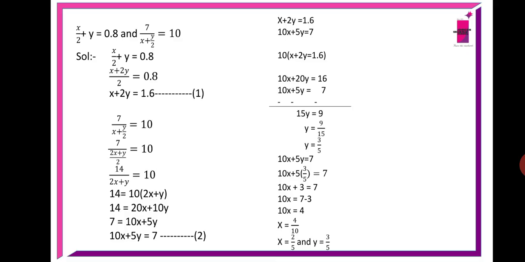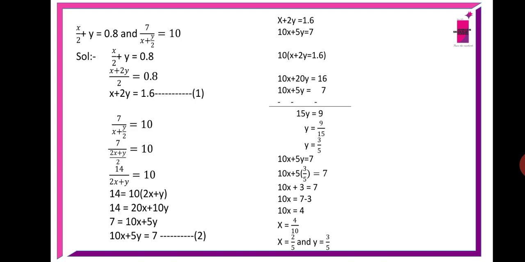Similarly, one more example: you can take x by 2 plus y equal to 0.8 and 7 by x plus y by 2 equal to 10. After simplifying both equations, one equation is x plus 2y equal to 1.6 and the second equation is 10x plus 5y equal to 7.